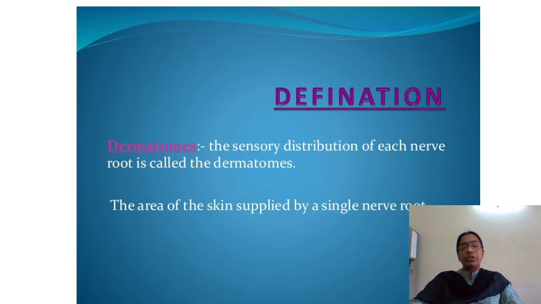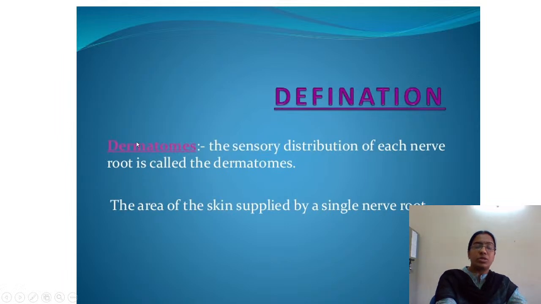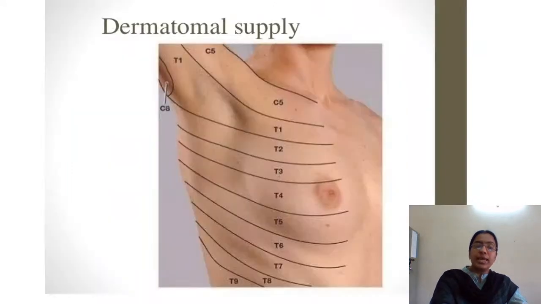One more thing in the superficial fascia is, when you are studying general anatomy, I think you might have come across the dermatomes. What are dermatomes? The area of the skin which is supplied by a segment of the spinal nerve root is called a dermatome. So the sensory distribution of each nerve root is called a dermatome. When you see the pectoral region, these are the dermatomes that you are seeing.